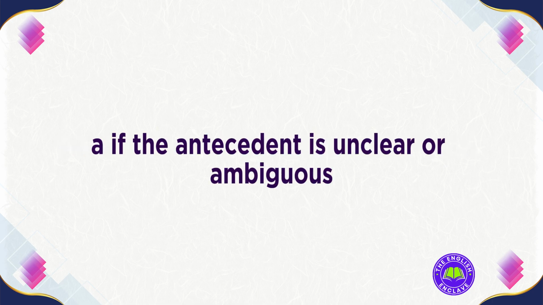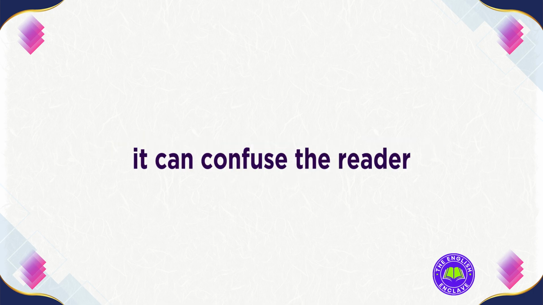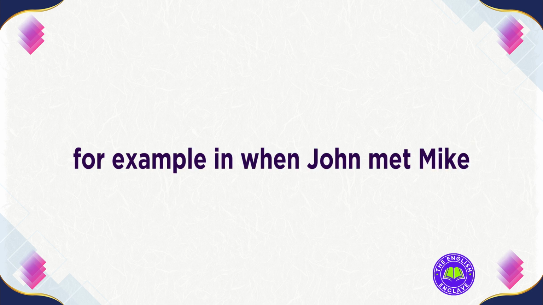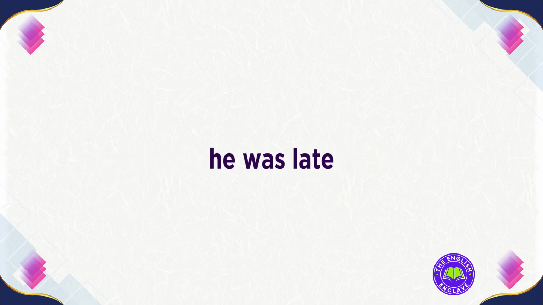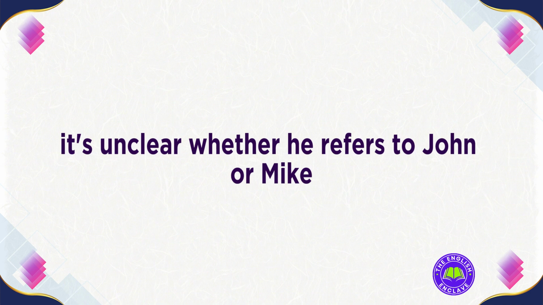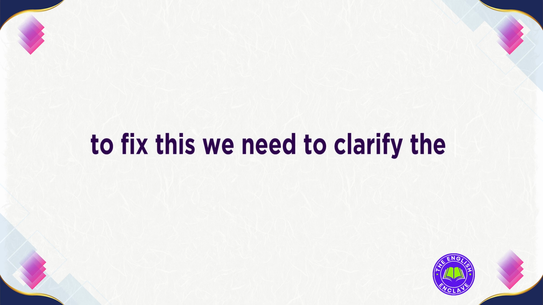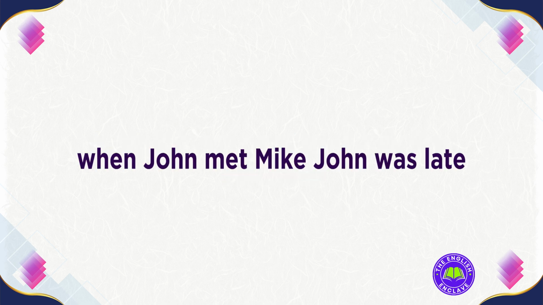Q5. What happens if the antecedent is not clear? A. If the antecedent is unclear or ambiguous, it can confuse the reader. For example, in When John met Mike, he was late, it's unclear whether he refers to John or Mike. To fix this, we need to clarify the sentence. When John met Mike, John was late.